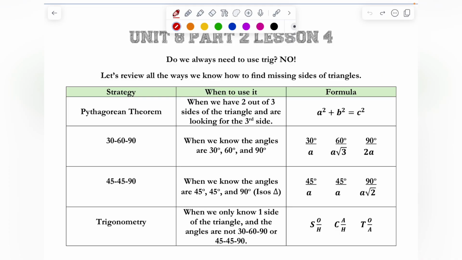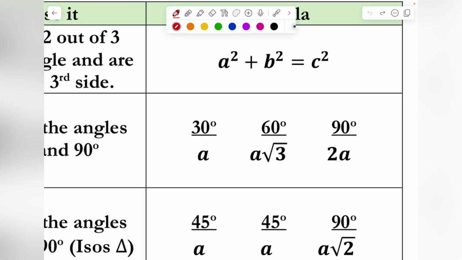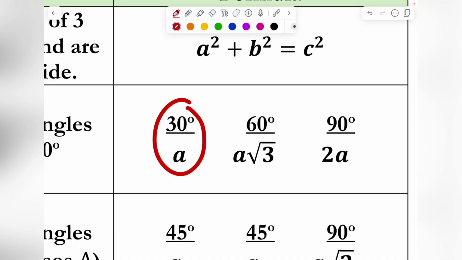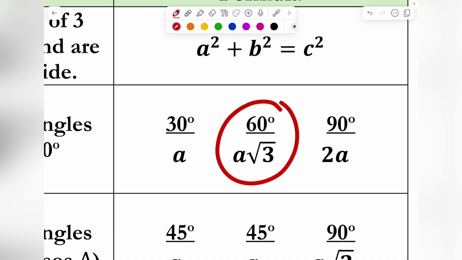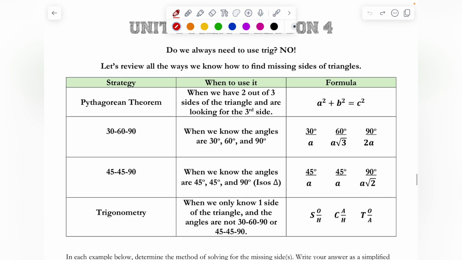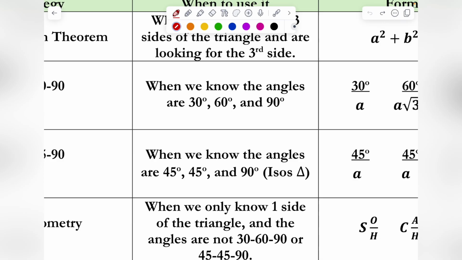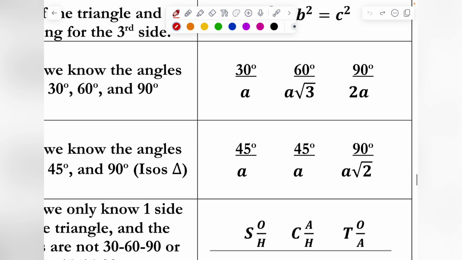Then we talked about 30, 60, 90 triangles. The only time I can use the 30, 60, 90 pattern is when I actually know the angles are 30, 60, and 90 degrees. Here's the pattern from that. Across from the 30 is a, across from the 60 is a root 3, and across from the 90 is 2a. Then there's 45, 45, 90. We use that when I know that the angles are 45, 45, and 90 degrees. This happens when it's an isosceles right triangle. And the pattern for that is across from the 45s are a, and across from the 90, the hypotenuse is a root 2.